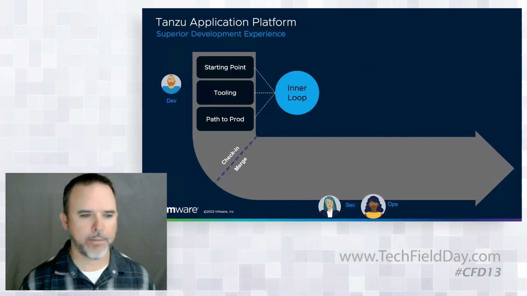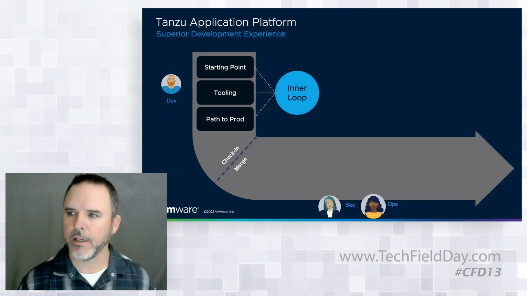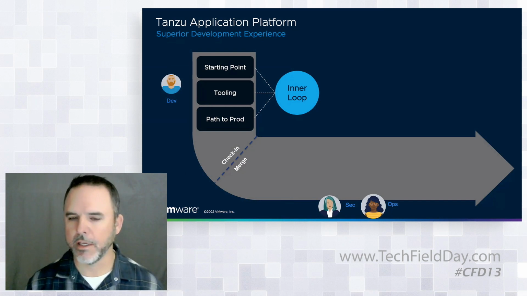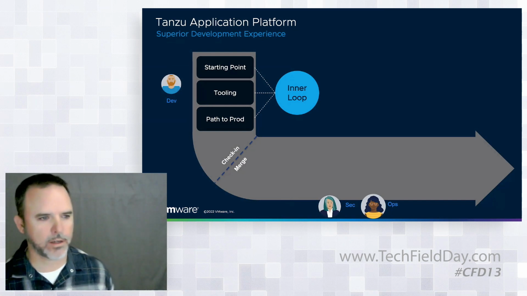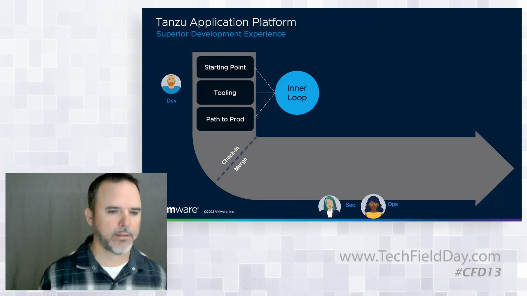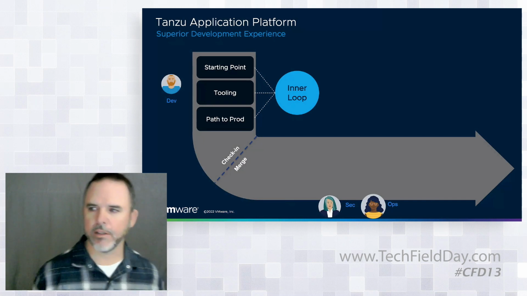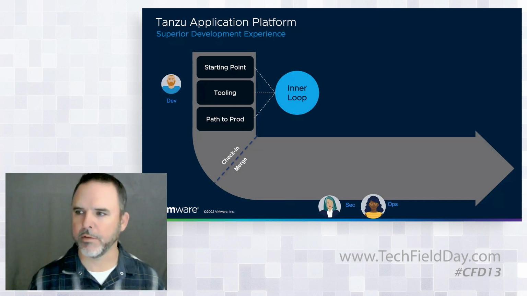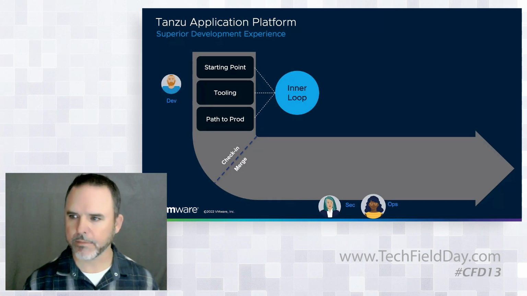Right? As a developer, I mainly need three things easily available in my inner loop. Number one, I need a good starting point. Number two, I need good tooling. And number three, I need an easy and consistent path to production. How does Tanzu Application Platform improve my inner loop experience?